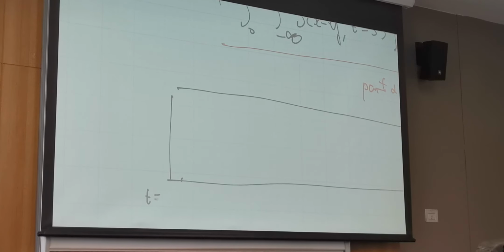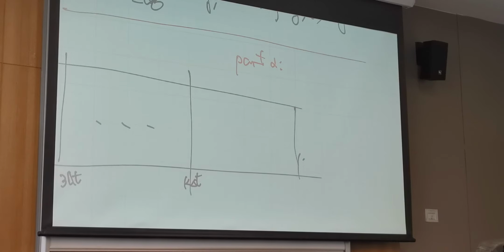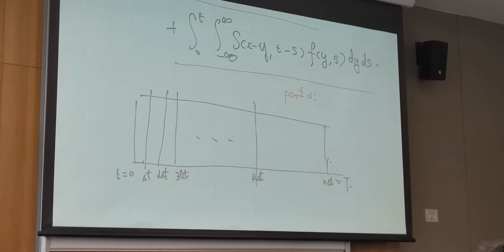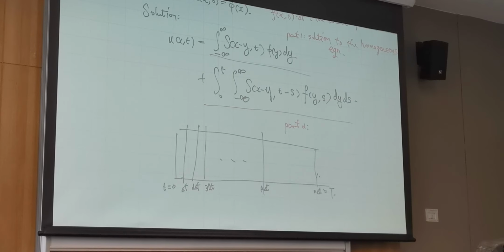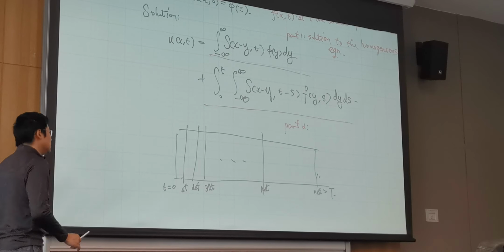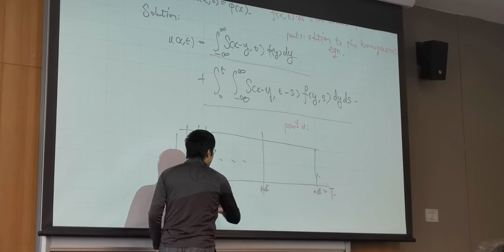So this is t equals 0, and this is delta t, and this is 2 delta t, 3 delta t. And this step is k delta t, and finally this is n delta t, which equals the big T. We demonstrated this point by separating this process, attaching this process onto n plus 1 different time grids.